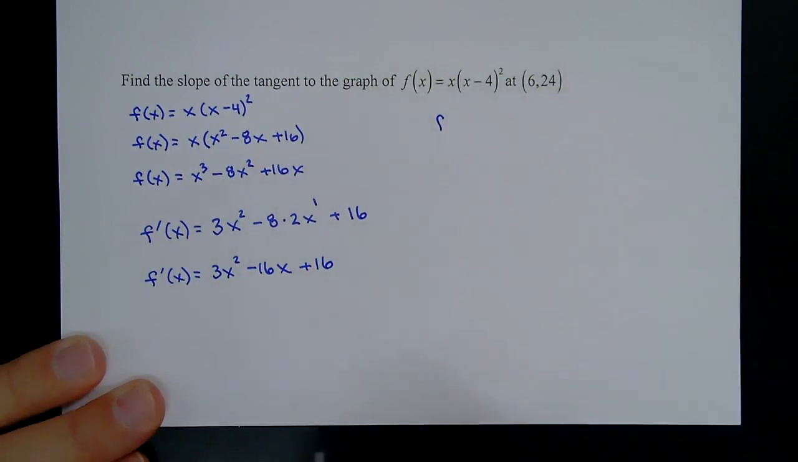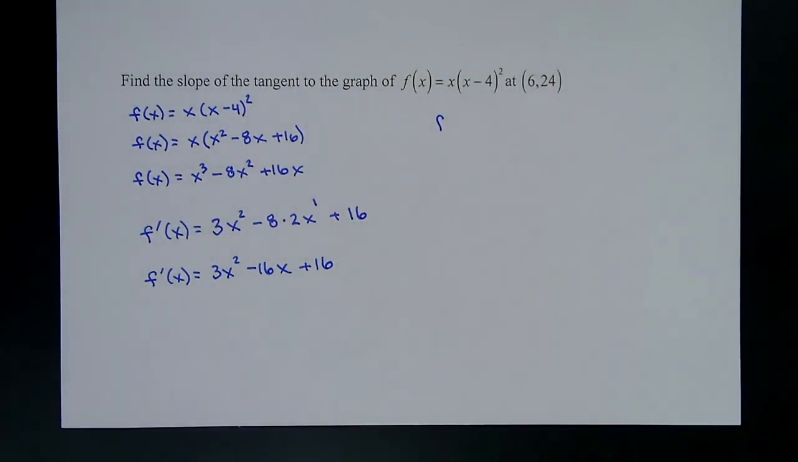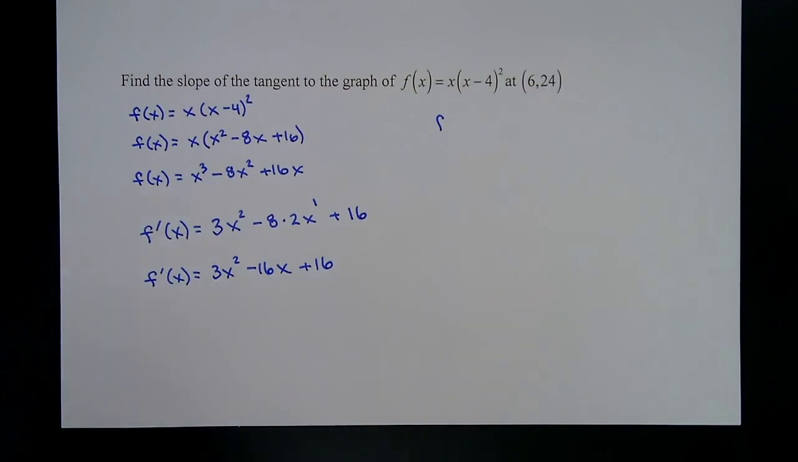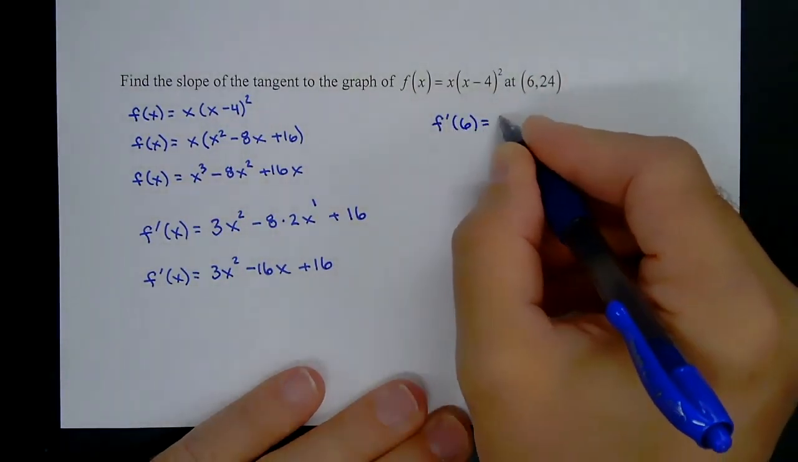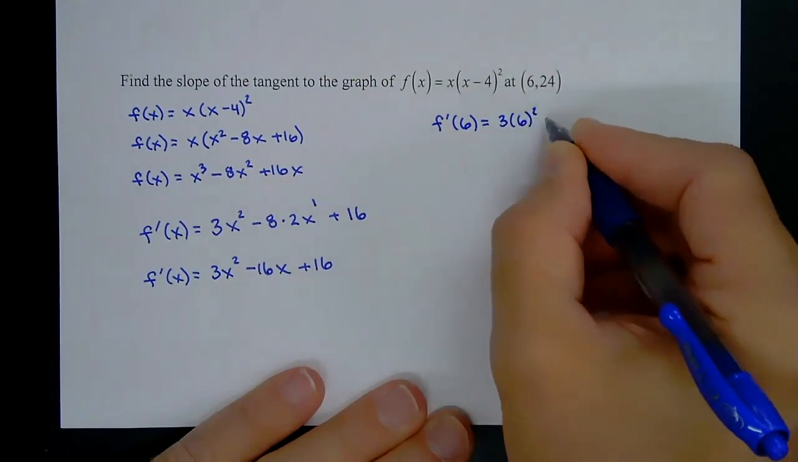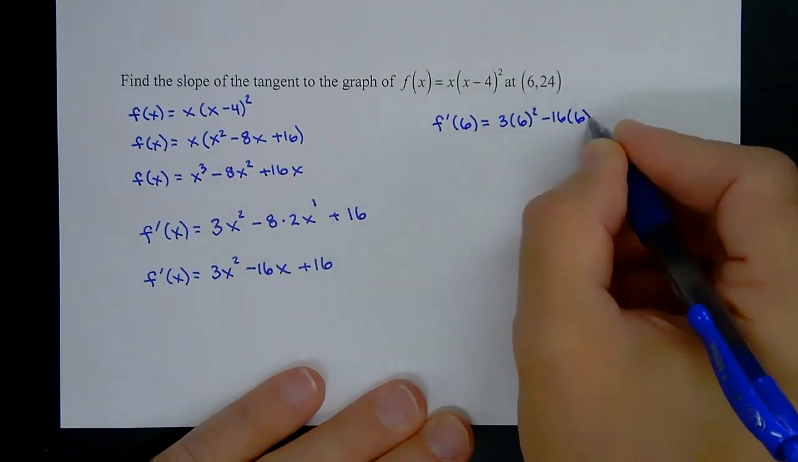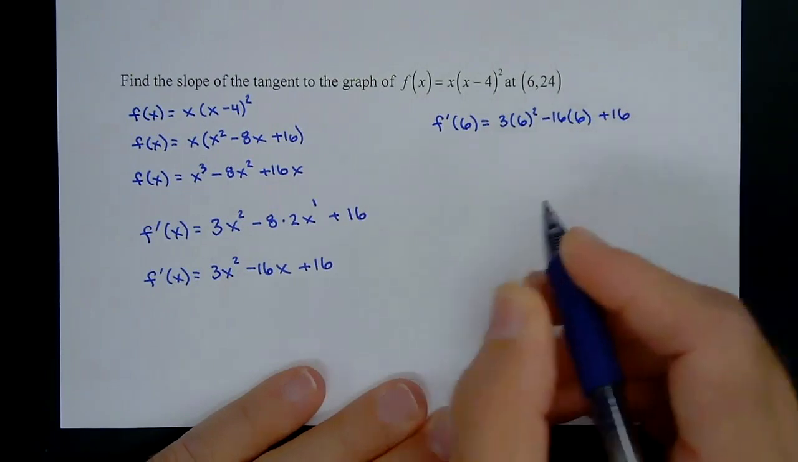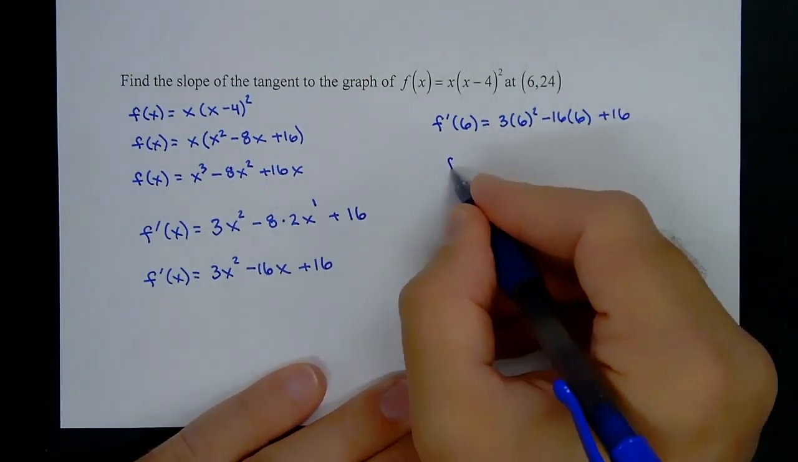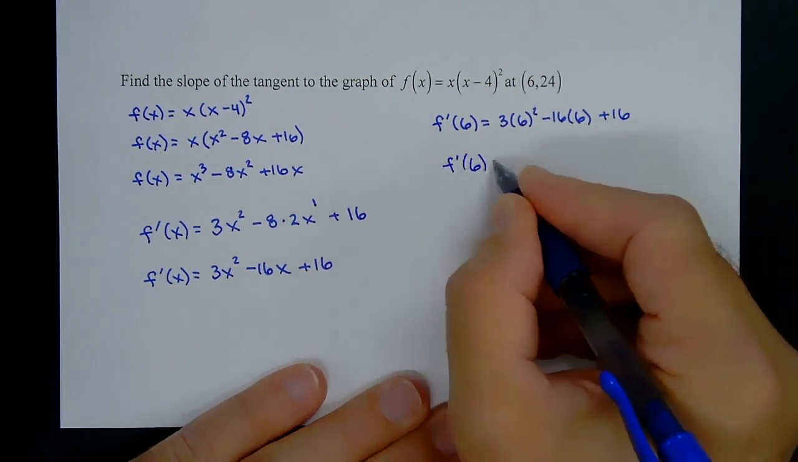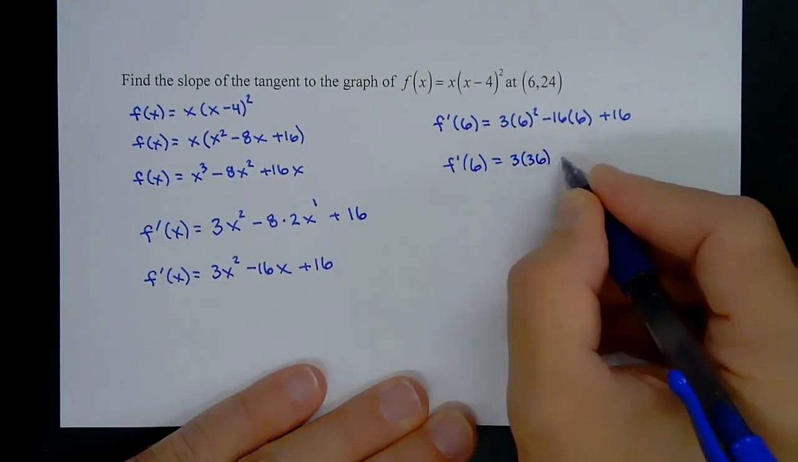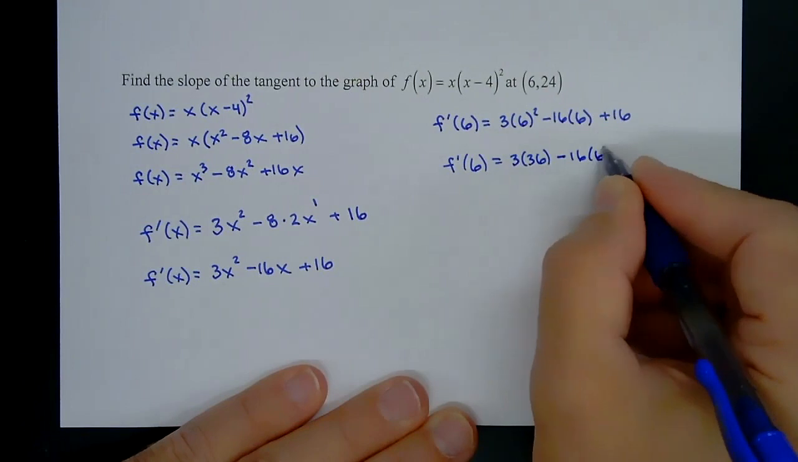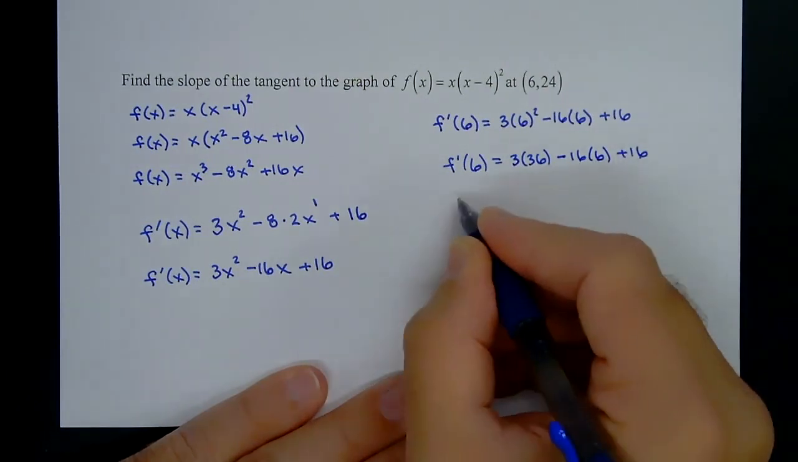And so we needed the derivative in order to find the slope of the tangent, but that's all we need, slope of the tangent. That's it. So f prime of 6 is equal to 3 times 6 squared minus 16 times 6 and then plus 16. Okay, so that means f prime of 6, the derivative at 6, would be 3 times 36 minus 16 times 6 plus 16.